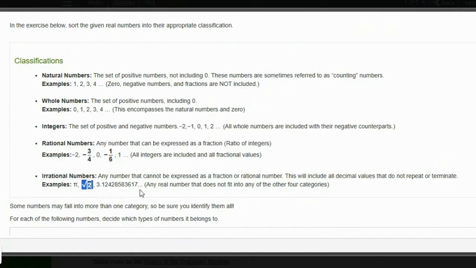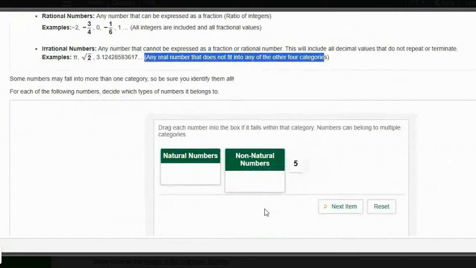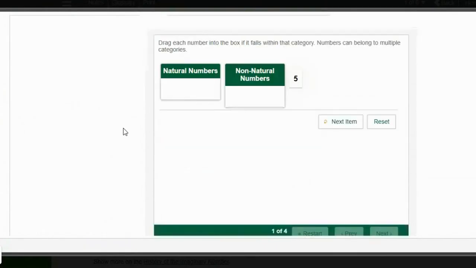3.12428583617 dot is an irrational number. So any real number that doesn't fit into any of the other four categories is an irrational number. And some numbers may fall into more than one category, so make sure you list them all. For each of the following, decide which kind of number it is.